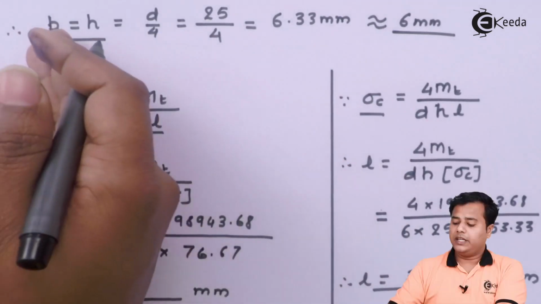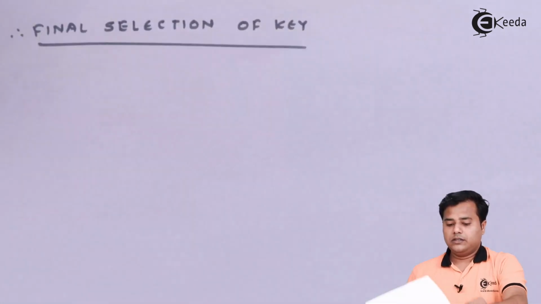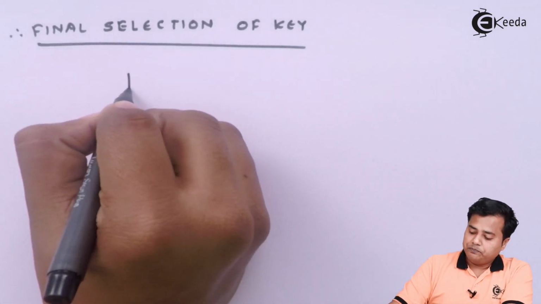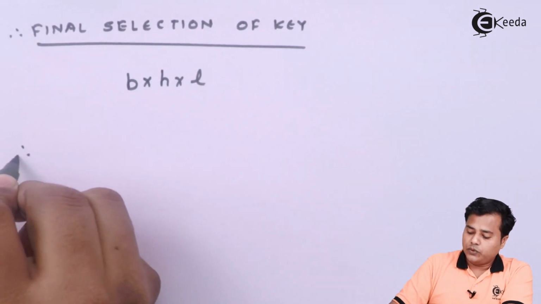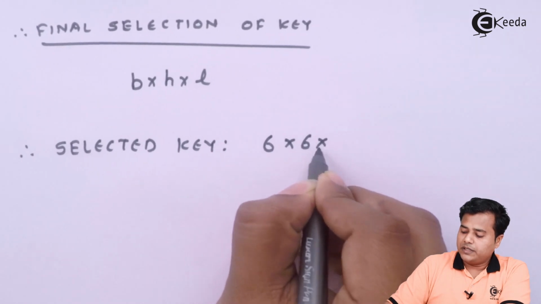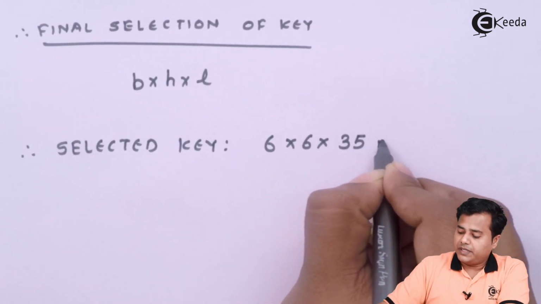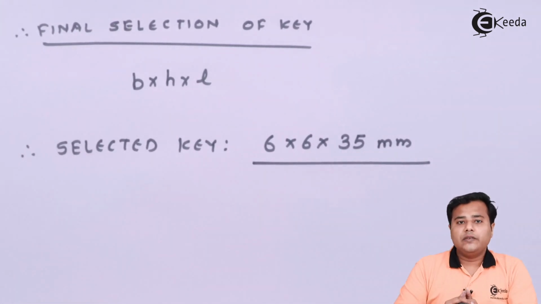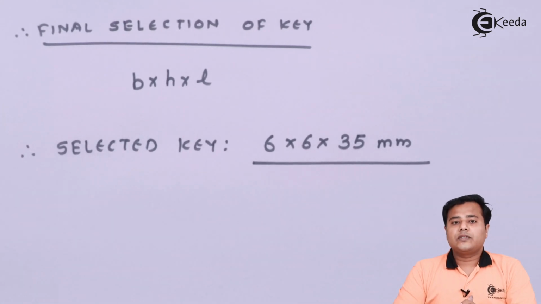We have already found the breadth and height of this particular key. So for the final selection, the key is designated by breadth into height into length, and therefore the selected key is 6 mm by 6 mm by 34 or 35 mm, which is our final selection for the given application. So that's where we end with the design of the square sunk key.